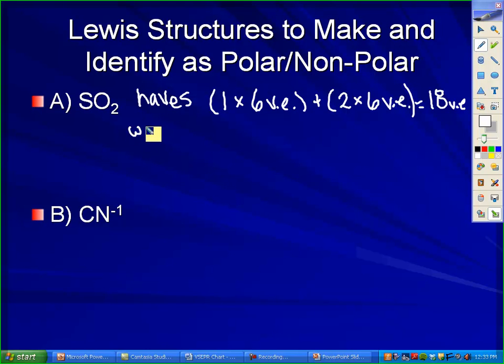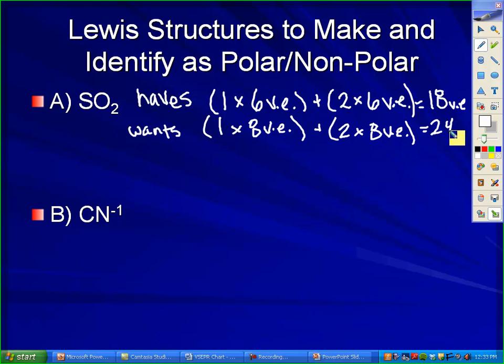Well, next I do my wants. In order to be stable, each one of these atoms is going to want a certain number of electrons. Now, for most atoms, that number is 8. So sulfur wants 8, and each of those oxygens want 8. So overall, that's a total of 24 valence electrons that we would need to separately make everyone feel happy.